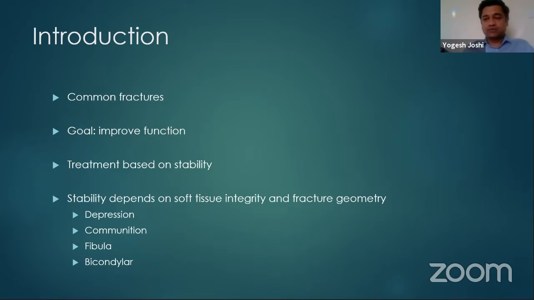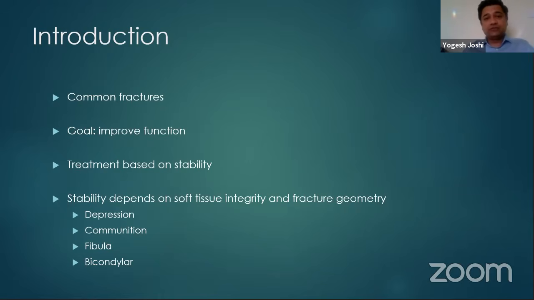The treatment is based on stability of the fracture. If it's a very unstable fracture, it's best to treat it operatively to improve the stability. And stability in turn depends on the soft tissue integrity and the fracture geometry. These are axial loading injuries. They have articular depression and comminution.